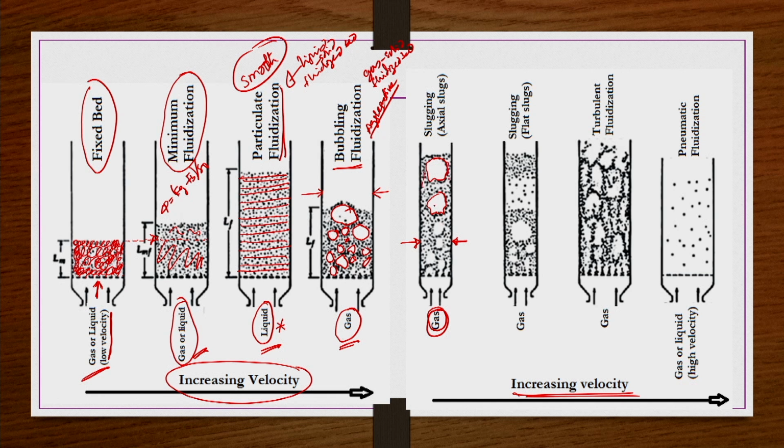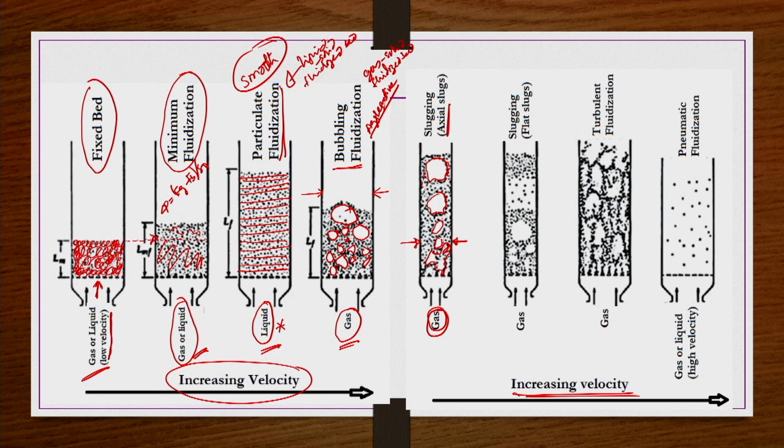Now you can see that is what is meant by most of the column being occupied by bigger slugs. That is the reason these are known as slugging fluidization, and such slugs, as shown here, are known as axial slugs.